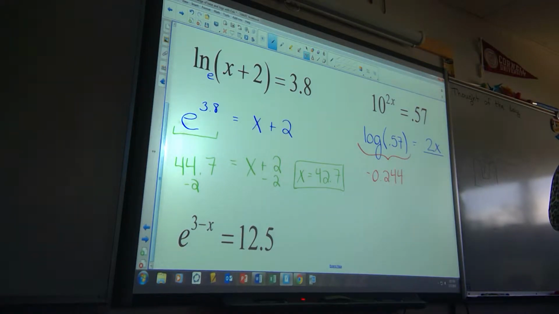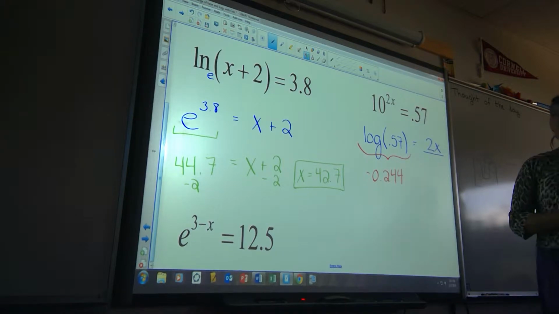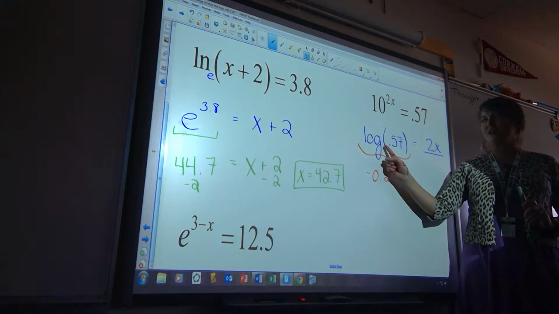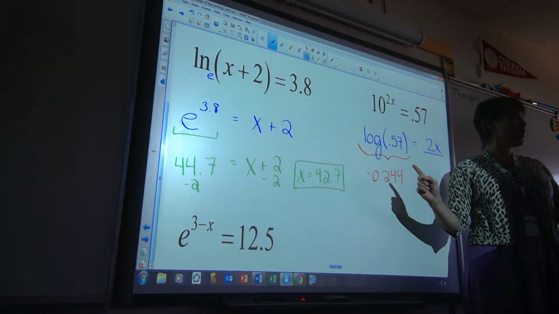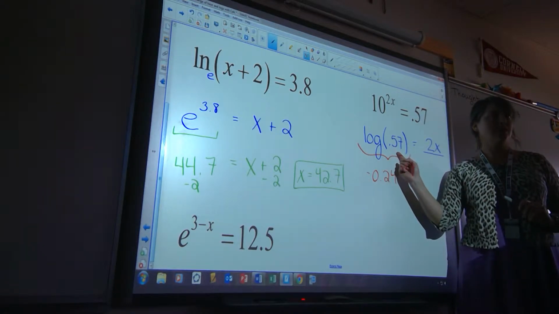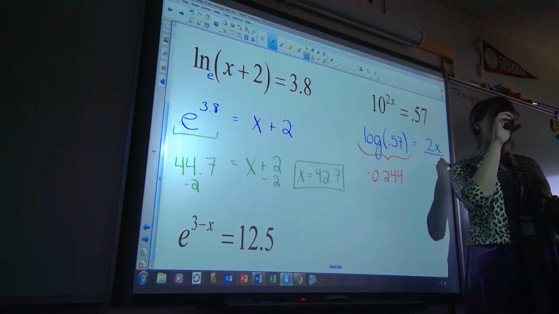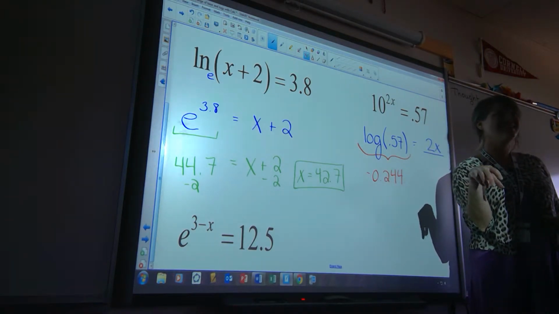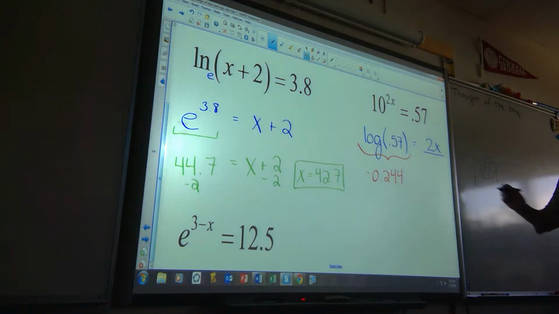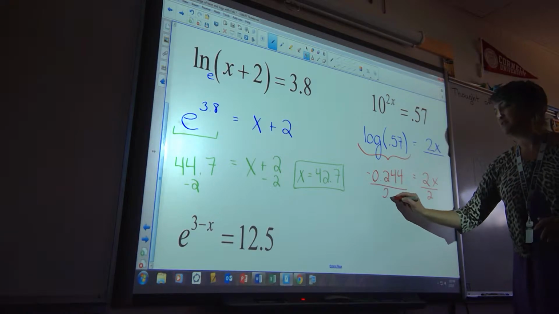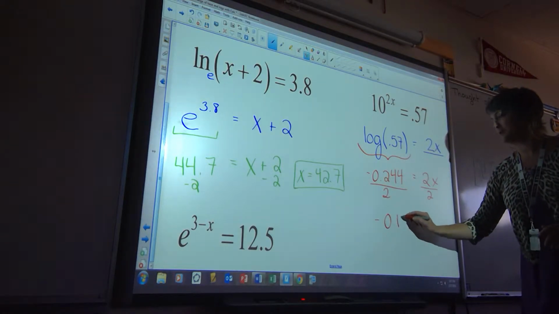How does it become negative? Why would it be a negative? So let's think about what the question is. The question is, what exponent turns a 10 into like a 1/2-ish? So not only does it have to make the 10 a smaller number, but it also kind of has to flip it. So that's part of why that's happening. And then you just divide by 2. And so -0.122 is equal to x.